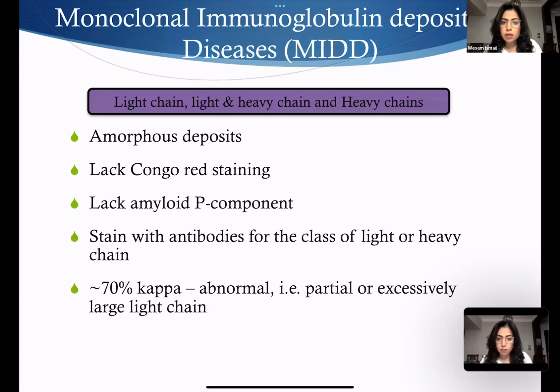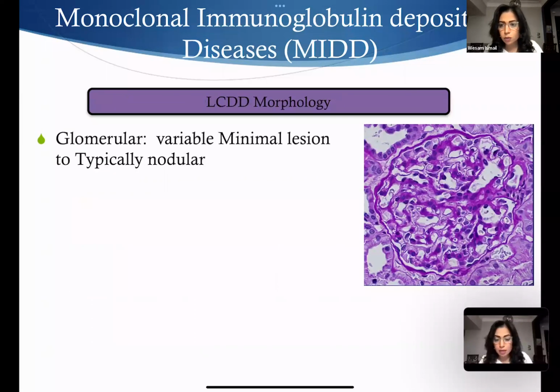Now, monoclonal immunoglobulin deposition disease is a different form of affection of the kidney by light chains. We call it monoclonal immunoglobulin because it could be light chains, which is LCDD, light and heavy chains, or heavy chains alone, which are extremely rare. You get amorphous deposits, which present like granular deposits. They lack Congo red staining. They lack the amyloid P component, so they are not amyloid. They stain with antibodies for the class of light or heavy chain. More than 70% are kappa, and usually are abnormal chains. So they are either truncated, you get only the partial light chains, or they are in excess.